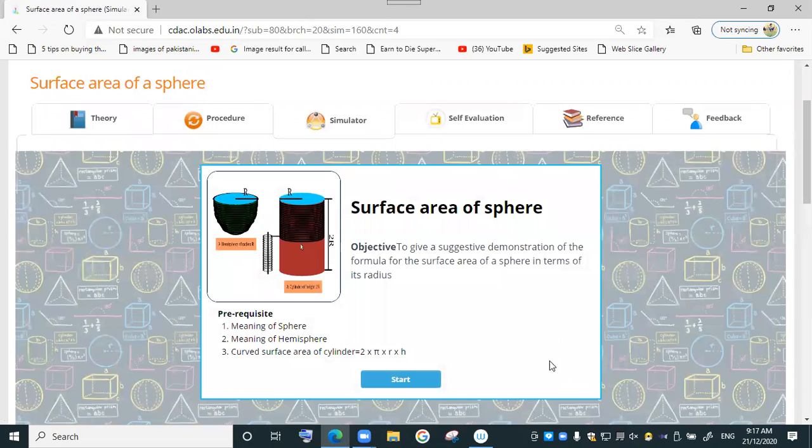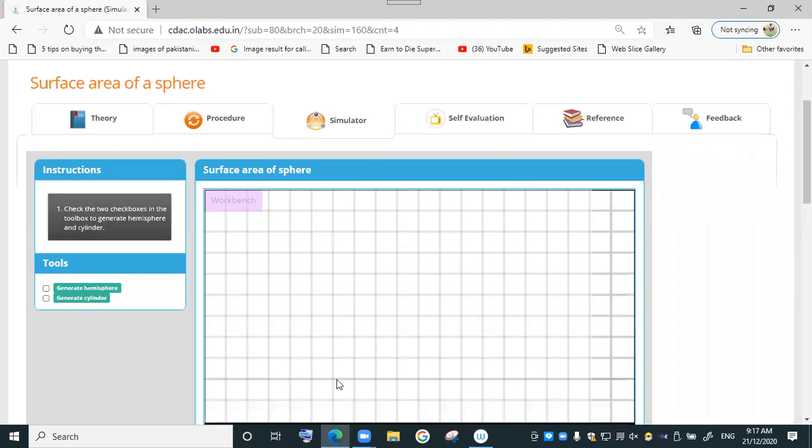Okay, now we will do it. Like this, you can see a suggestive demonstration of the formula of the surface area of a sphere in terms of its radius. You can see this demonstration where they have done it using wire, with the same length of wire taken. We can start doing it.